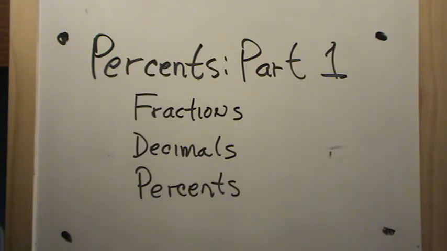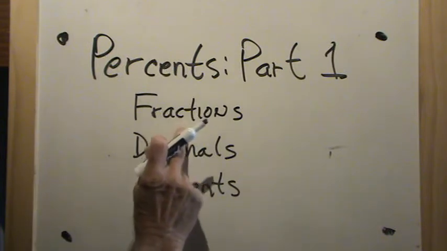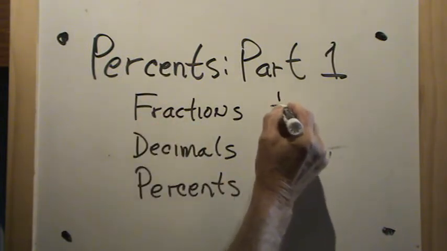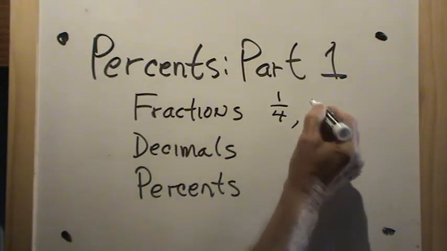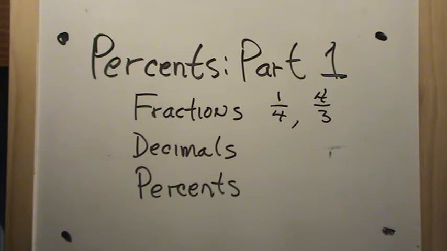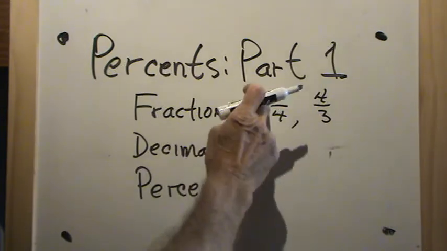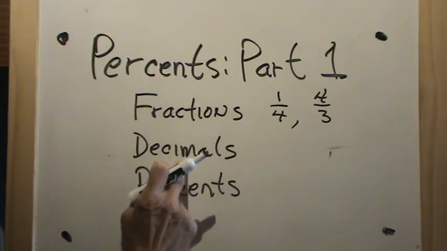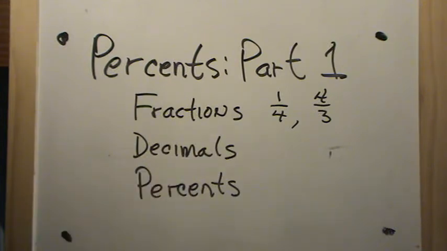Now what we need to understand, we have studied fractions, or you know about fractions, and you know 1/4 is a fraction and 4/3 is an improper fraction, and a fraction has a numerator and a denominator. And we also know that decimals are fractions also.